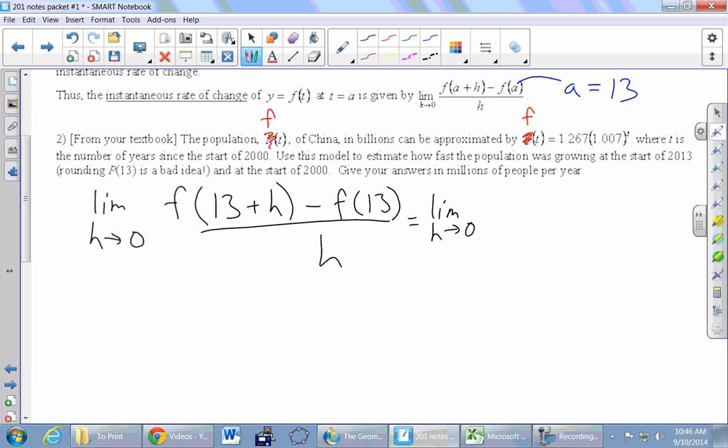And now we're going to use the definition of our function. Let's do the second part first. F of 13, there's my function. Don't give me a number, but give me something that I could type into the calculator. If I want f of 13, what do I want?